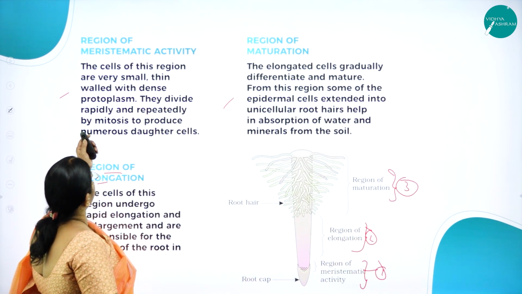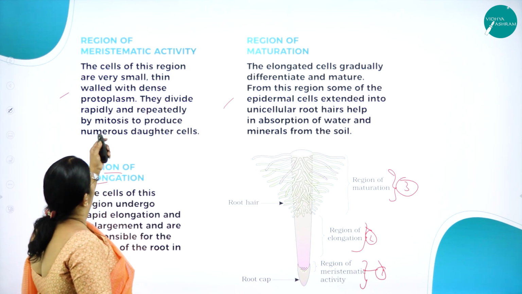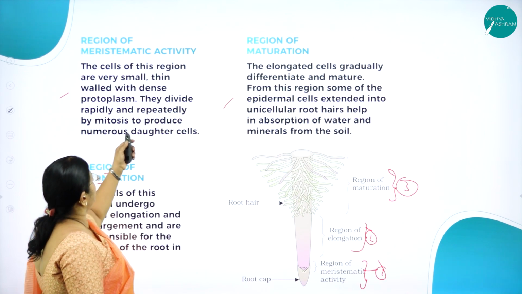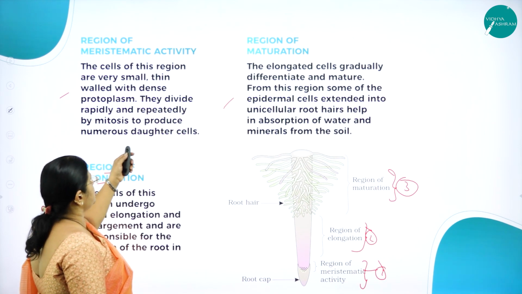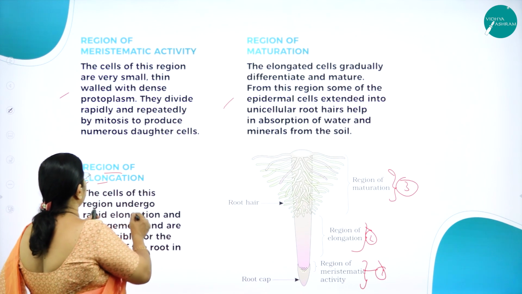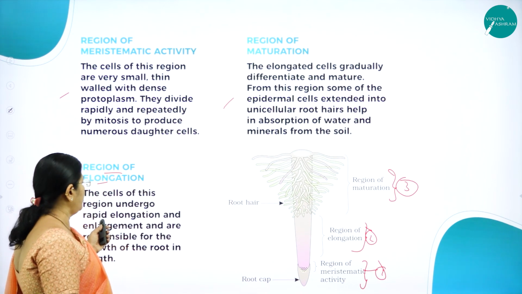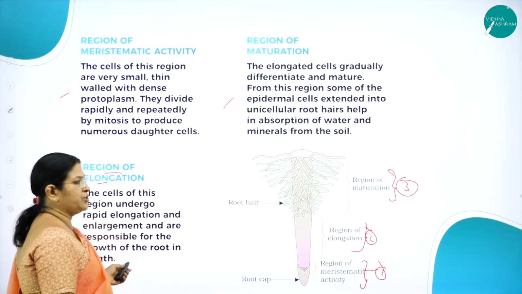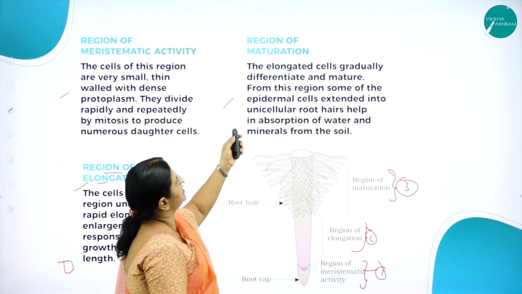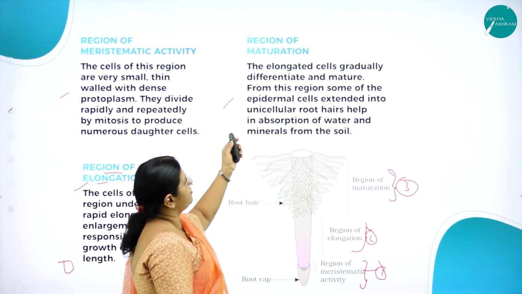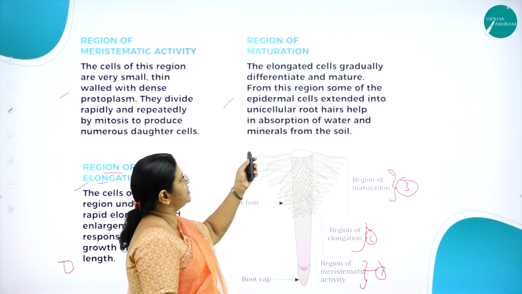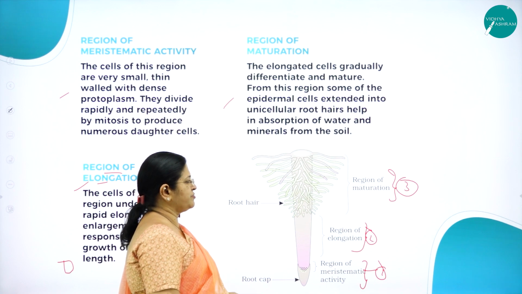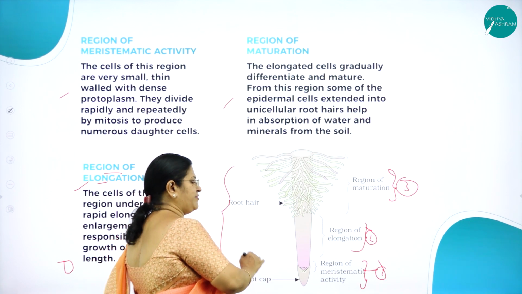So once again I repeat, region of meristematic activity, the cells of this region are very small, thin walled with a dense protoplasm. They divide rapidly and repeatedly by mitosis to produce numerous daughter cells. Then region of elongation, the cells of this region undergo rapid elongation and enlargement and are responsible for the growth of the root in length. The elongated cells gradually differentiate and mature. From this region, some of the epidermal cells extended into unicellular root hairs help in absorption of water and minerals from the soil. So this is all very, very important.